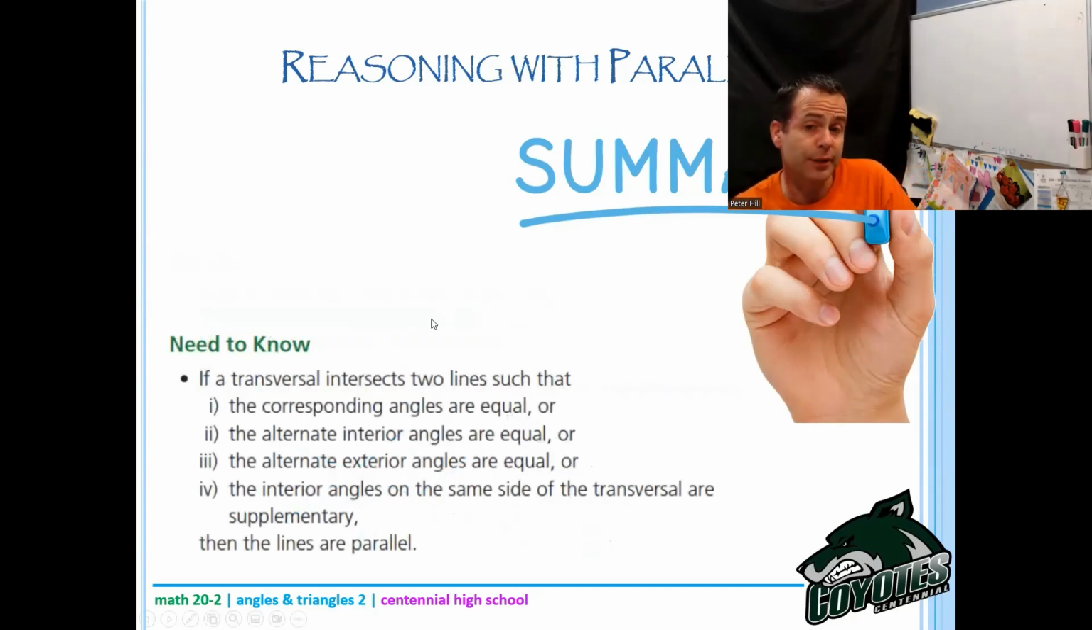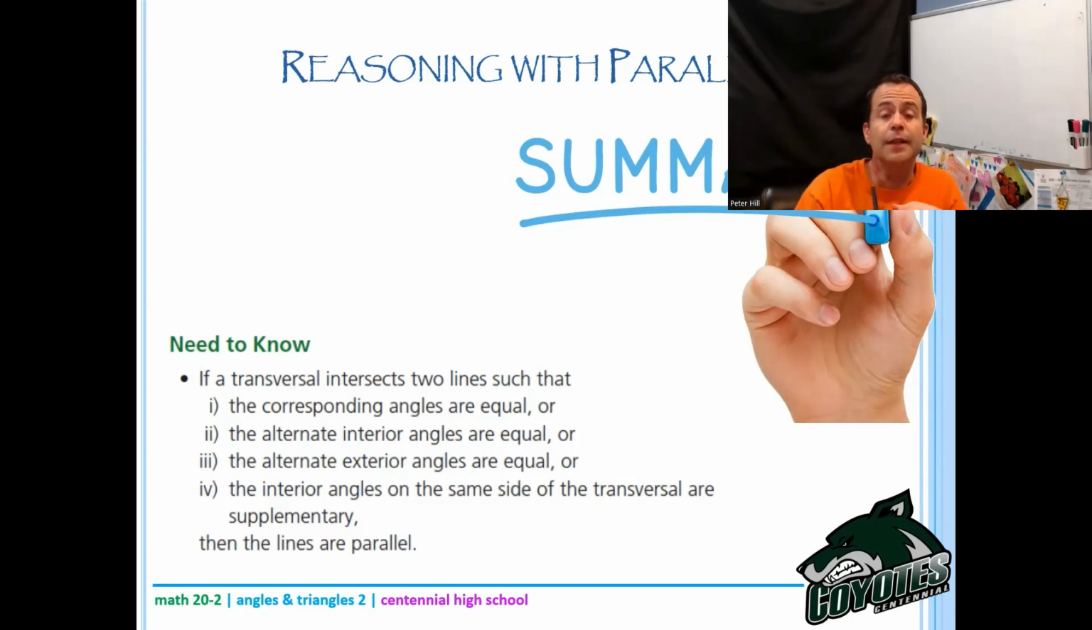Next up, things we just need to remember. If a transversal intersects two lines such that the corresponding angles are equal, or the alternate interior angles are equal, or the alternate exterior angles are equal, or the interior angles on the same side of the transversal are supplementary, if you can prove any one of those four statements, then you've proven that the two lines have to be parallel to each other.